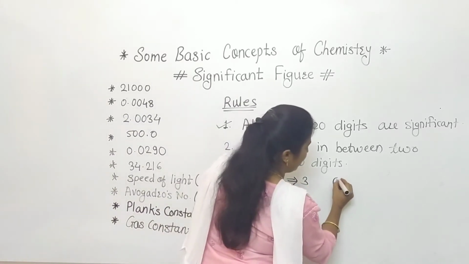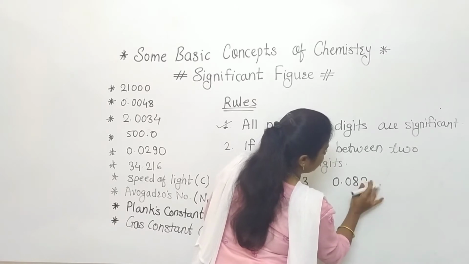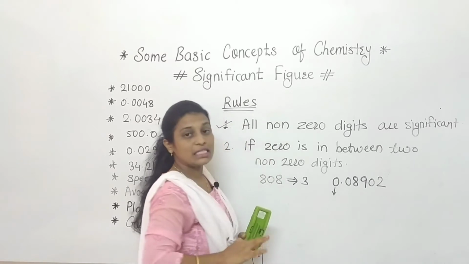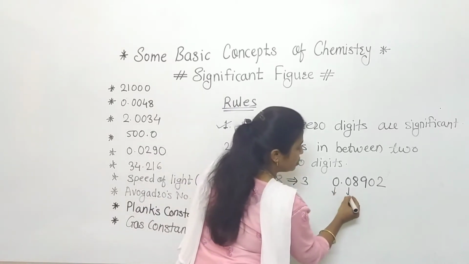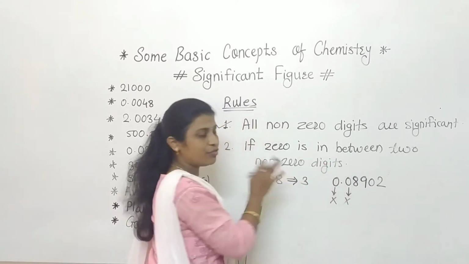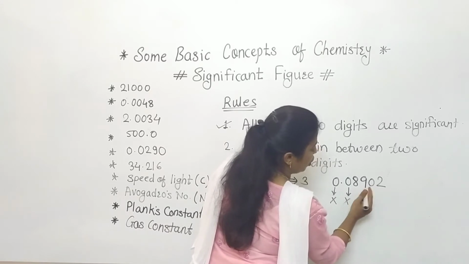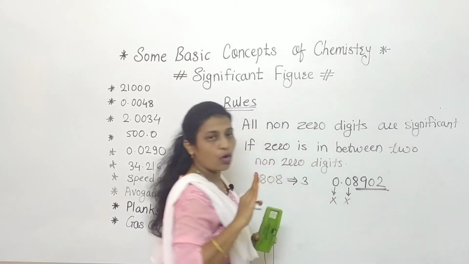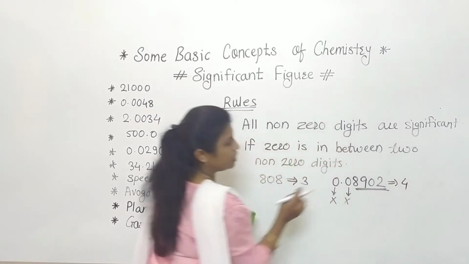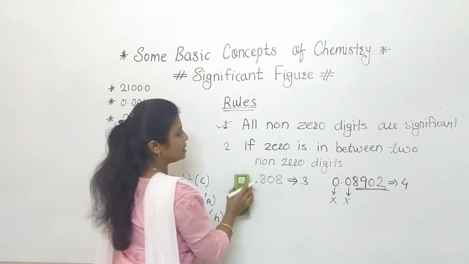Now see second example, 0.08902. See, this 0 is not significant. This 0 is also not significant because they are coming in front. But if we consider this 0 which is in between two non-zero, all these 4 digits are significant. So here we can say that for this value the significant figure is 4. Clear to everyone? This is the second rule.